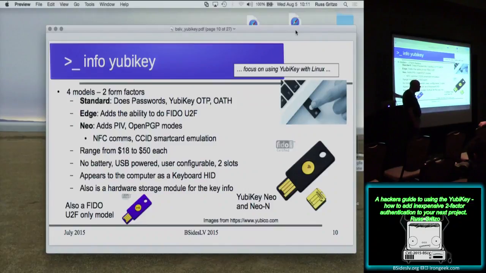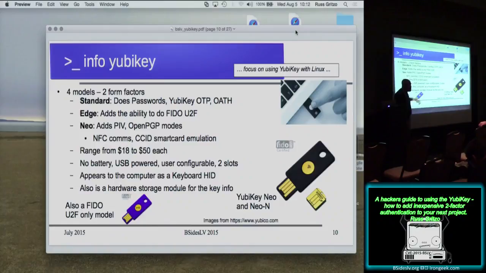There is also a FIDO-only model. I haven't played with it. Your mileage may vary. Offer void where prohibited. Not available in all areas. I haven't dinked with the FIDO guy. I mainly have been playing with the Neo because, okay, it's $50, so yeah, it's a little expensive. The cheaper model, the Standard model, I think I get it for like $20, $25, something like that. So that's fine for just generating one-time passwords. And so I can buy a handful of those.